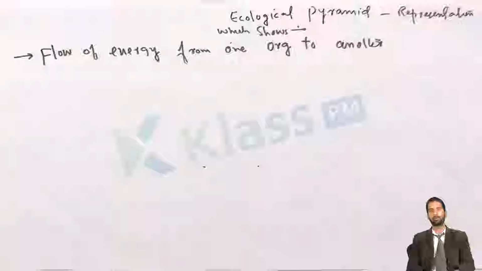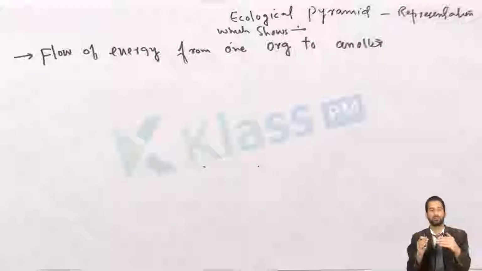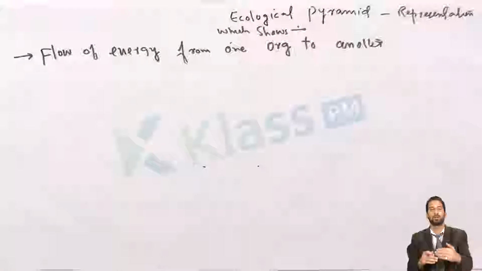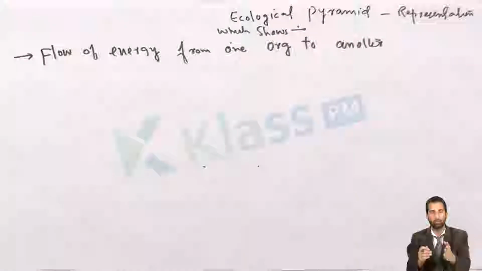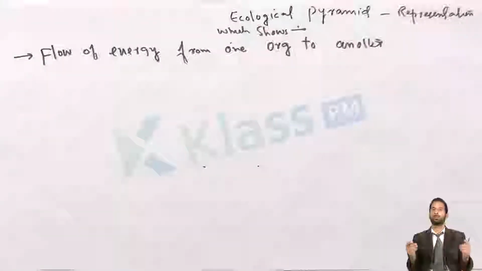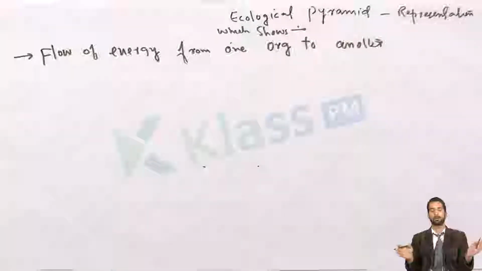So what are ecological pyramids? These are graphical representations which show you the flow of the energy from one organism to another organism, or from one trophic level to the other trophic level. How these can be graphically represented, we will discuss in this very video. So firstly, what is a pyramid? The pyramid is the graphical representation which shows the flow of the energy from one organism or trophic level to the other. This is the ecological pyramid.